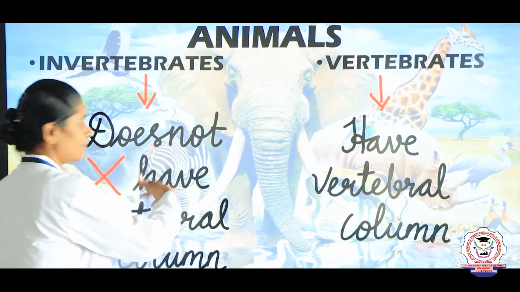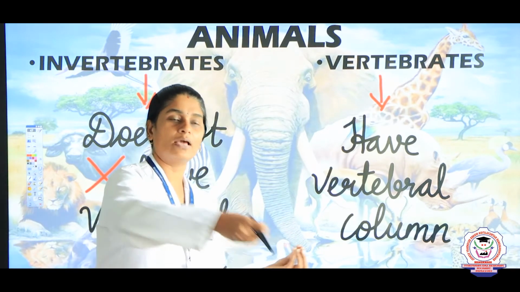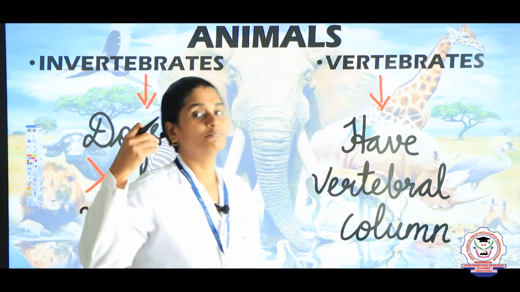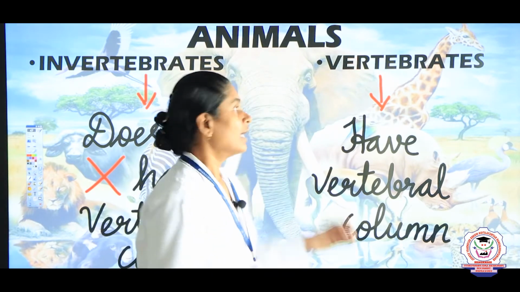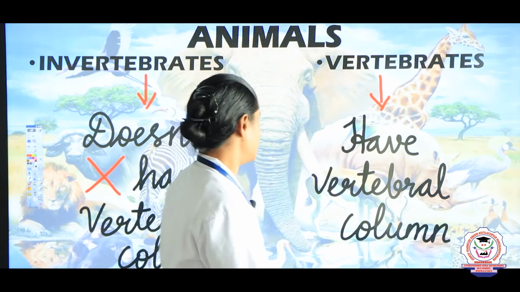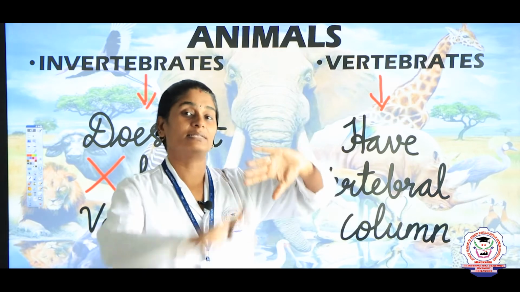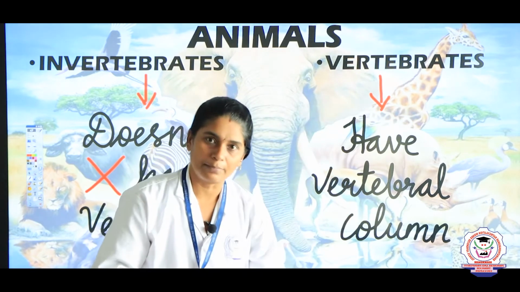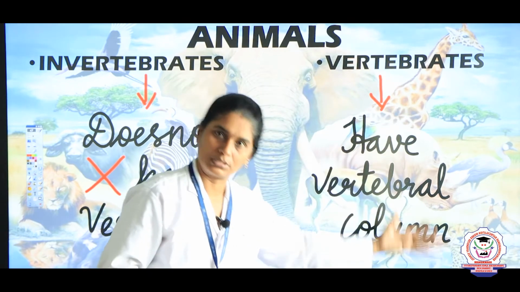We can see some examples for this. Invertebrates, we can say worm. I told you, if you take a worm, puru, it does not have bones, it does not have a bony skeleton or a backbone. That is an example of invertebrates. And vertebrates means when an animal has bones, a bony skeleton or the backbone. For example, if you take a frog, it has bones.